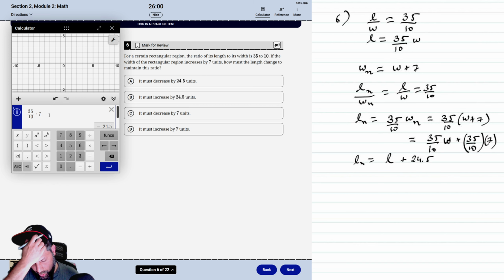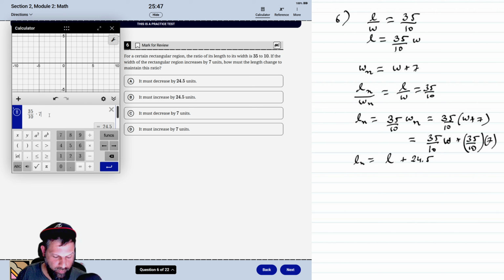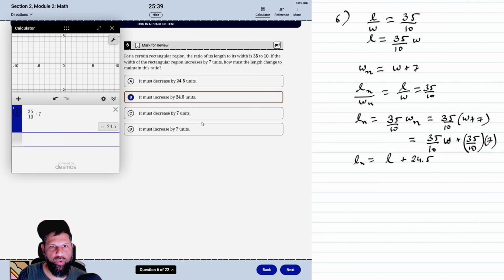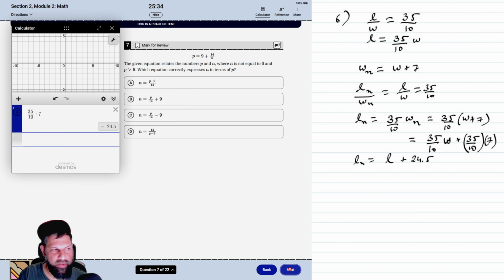Okay, so the new length is greater by 24.5 units versus the original length. So how must the length change to maintain this ratio? It must increase by 24.5 units, because there's a plus sign in front of 24.5. Okay, that was 6.